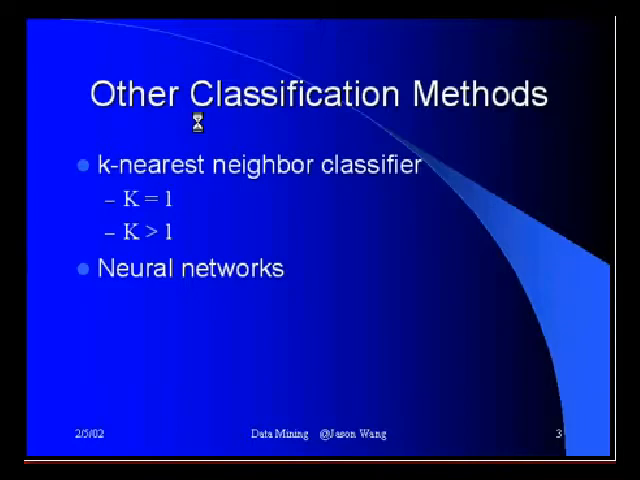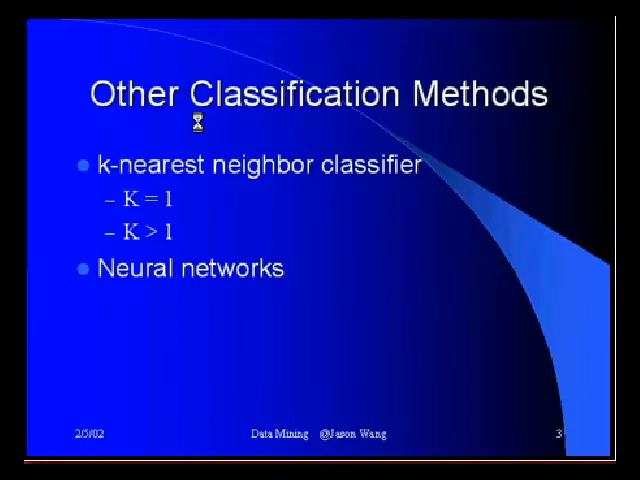Suppose, for example, we consider a 3 nearest neighbor classifier. How does this classifier work? The algorithm works as follows. Suppose you have a new unlabeled object, meaning that you don't know the label of the object and you don't know which class that object should belong to. What you do is you look at the 3 nearest neighbors of this object.